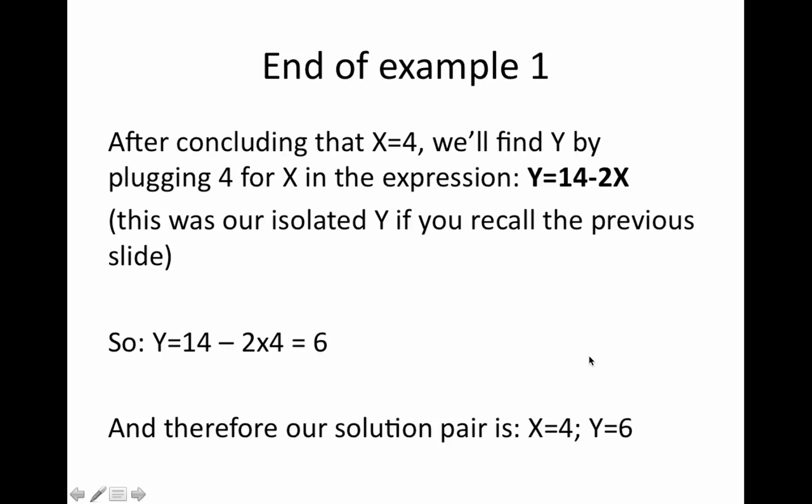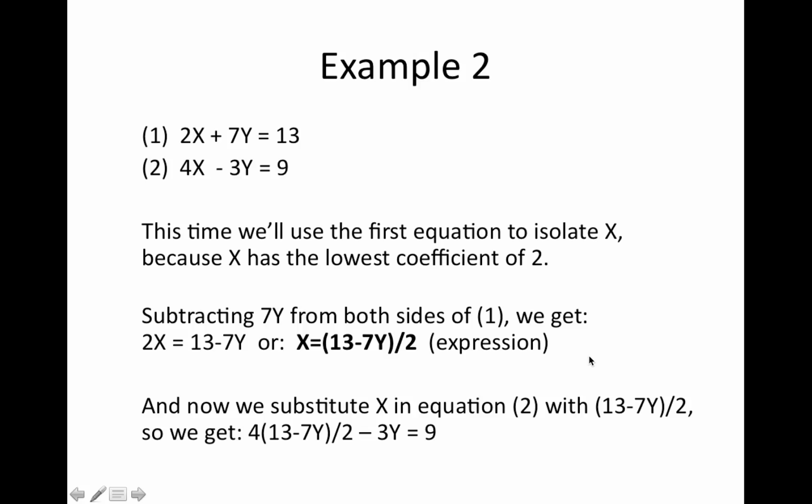So let's look at a little bit more complex example. This set doesn't have any unknown with a coefficient of 1, but the simplest coefficient is 2x, so we'll choose equation number 1 this time to isolate x. What we do is subtract 7y from both sides of equation 1, and we get 2x equals 13 minus 7y, or when we divide by 2 we get x equals (13 minus 7y) divided by 2, and this is our expression. We take this expression and plug it into the second equation: 4 times this expression, minus 3y equals 9.